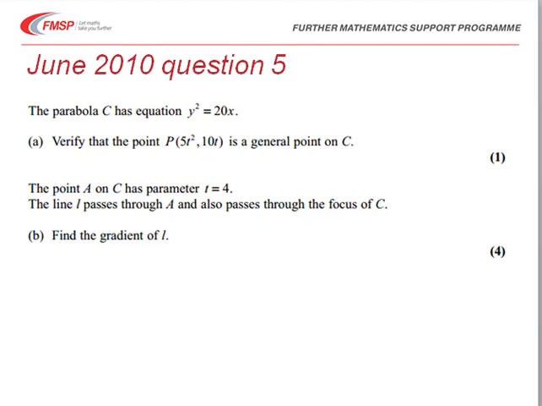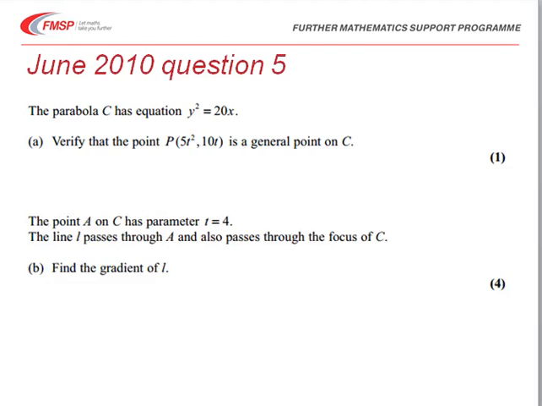It then goes on and says that the point A on the parabola has parameter t equal to 4 and a line passes through A and also passes through the focus of C, and asks us to find the gradient of that line.